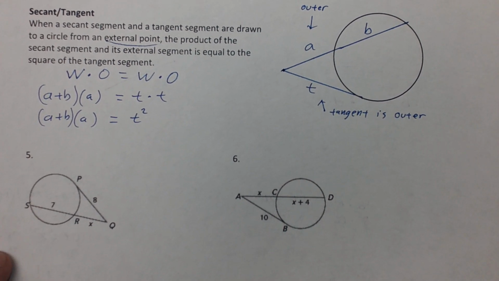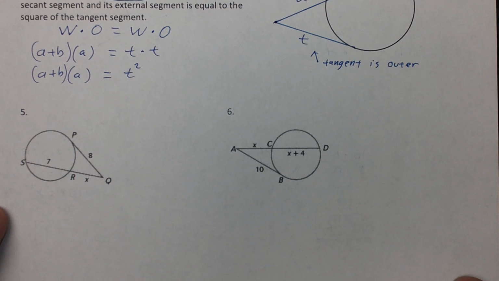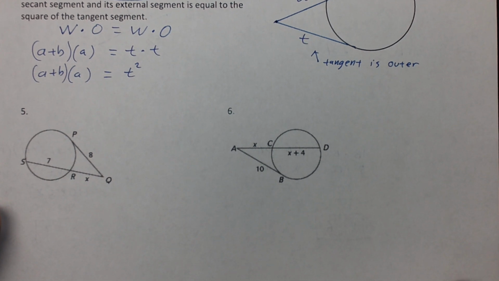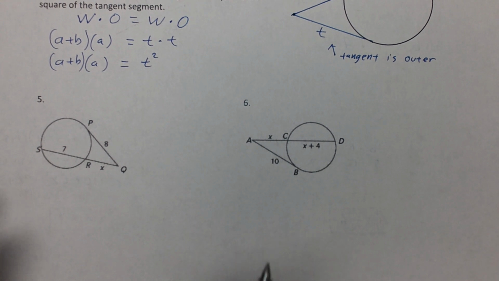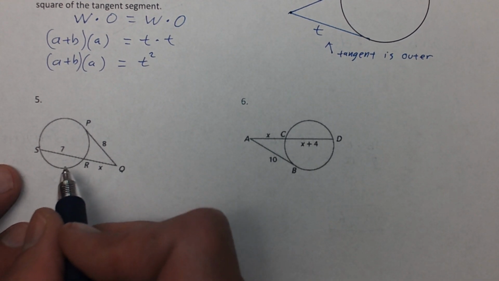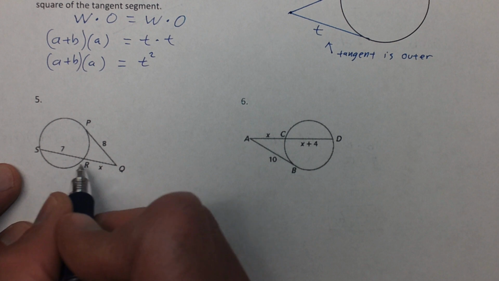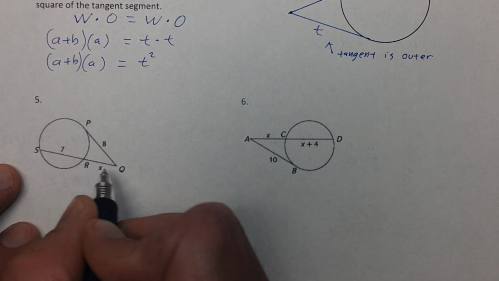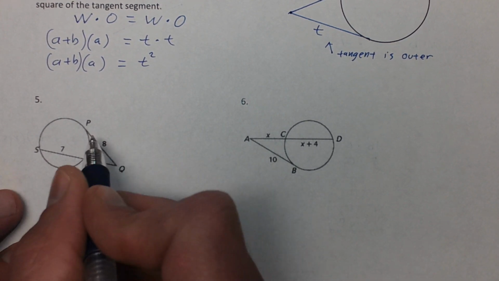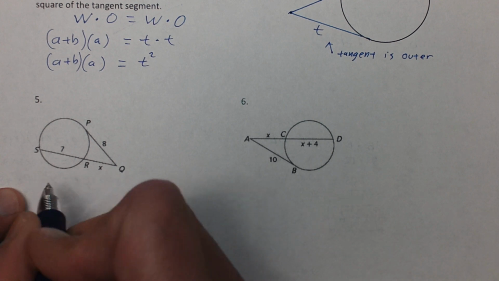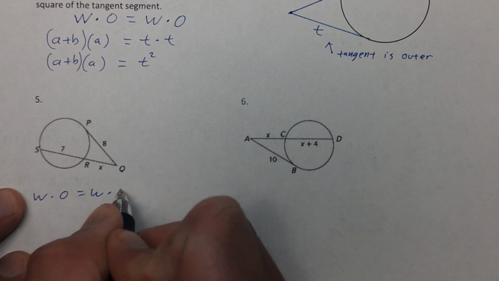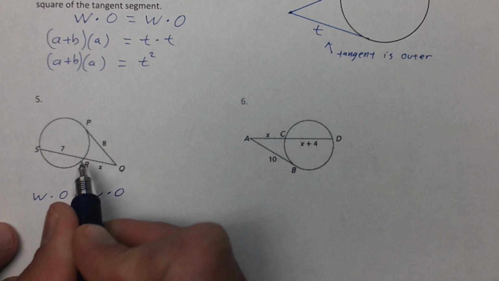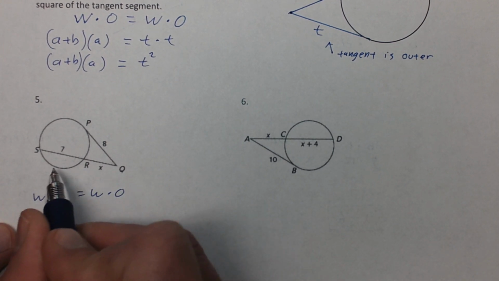Okay, so we have 2 more examples. And again, one of them is easier than the other. Let's just take them one at a time. So what do we have here? We have a secant, the 7 and the x, and then a tangent, which just has a length of 8, the tangent segment. So let's just use our formula. Whole times outer equals whole times outer. And I'm going to go again with the secant on the left side.